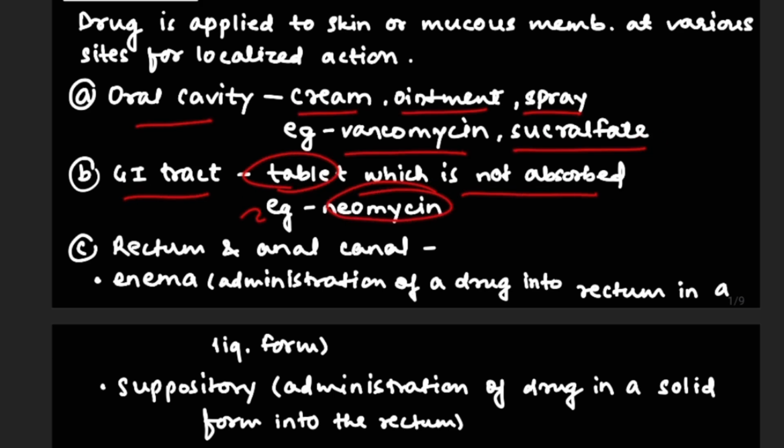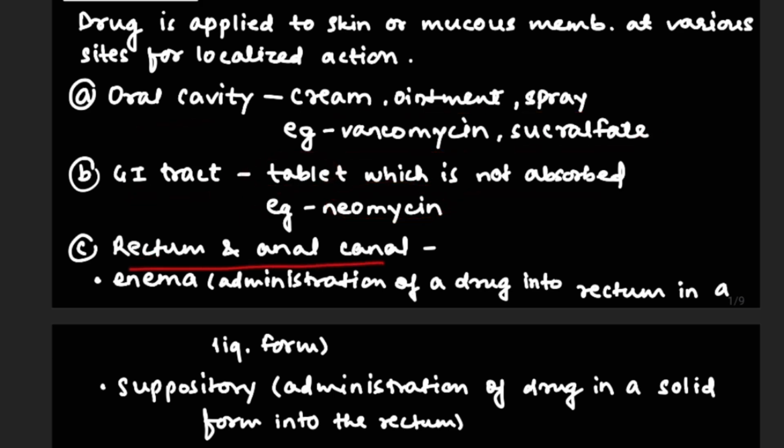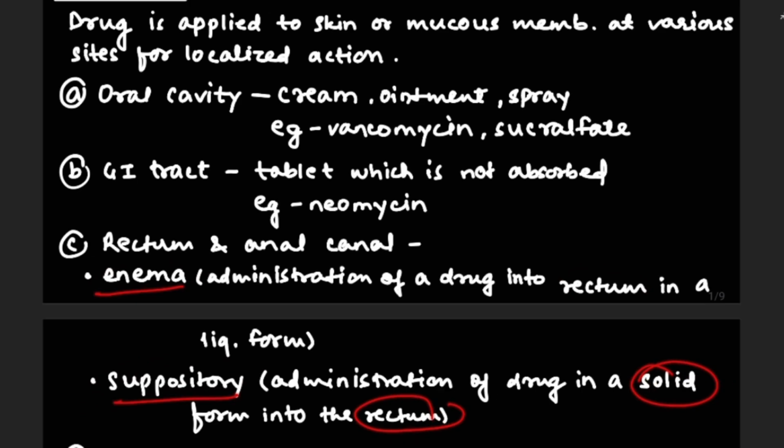For example, neomycin. Then third is rectum and anal canal. In this we can use two things, enema and suppository. So what is enema? It is the administration of a drug into the rectum in a liquid form. This is known as enema. And in suppository, we administer the drug in a solid form into the rectum. So in suppository there is solid administration and in enema there is liquid administration.